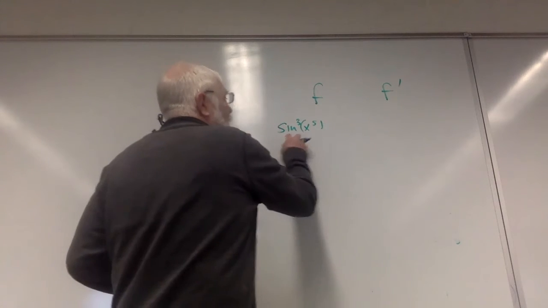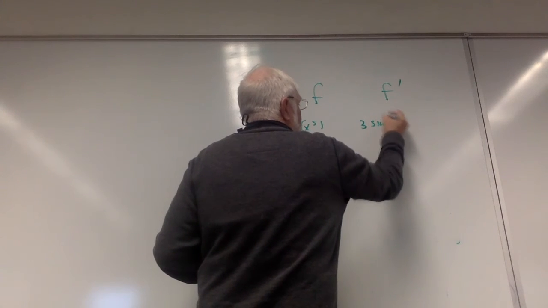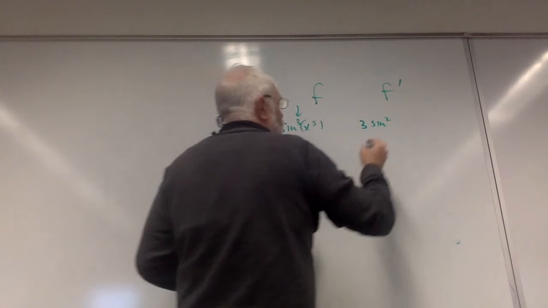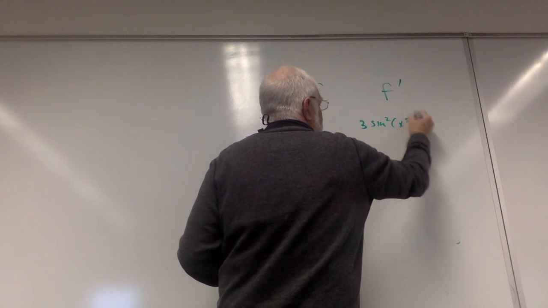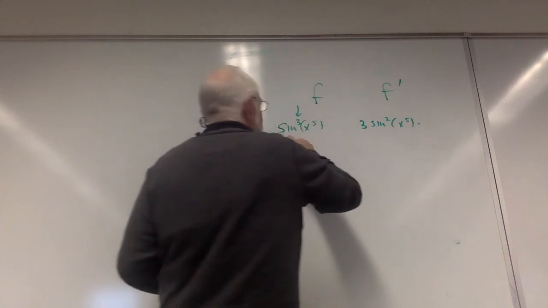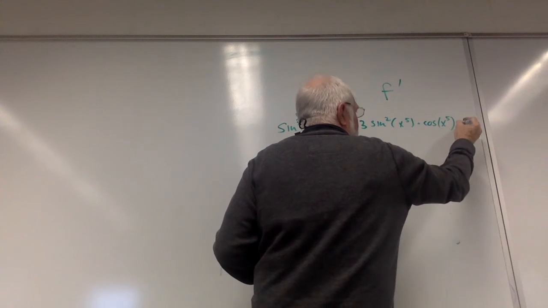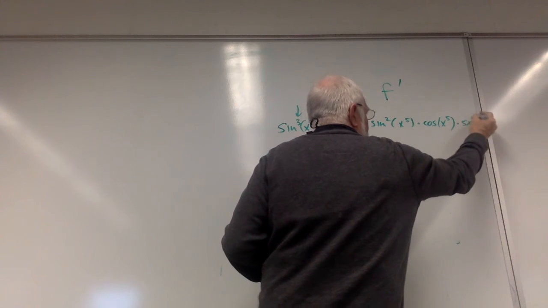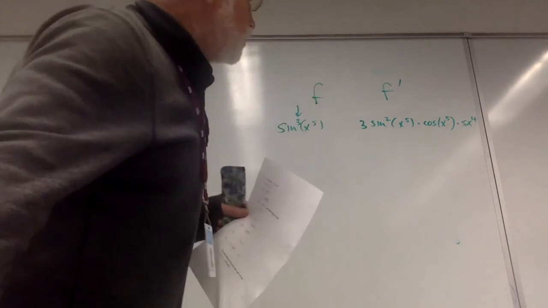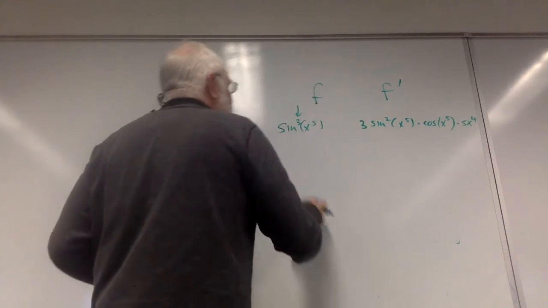All right, so we got 3 sine squared of x to the 5th, that takes care of the cubing, times the derivative of sine, which is cosine of x to the 5th, times 5x to the 4th. Again, YouTube chain rule problems if you want to get better at the mechanics of that.